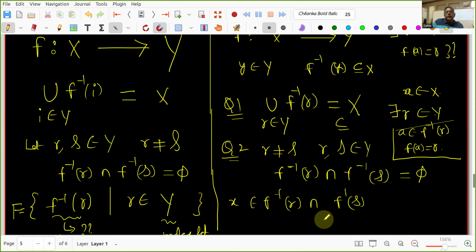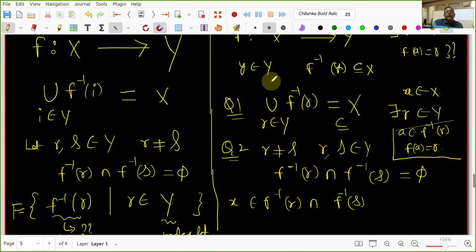Now anyone want to comment? Can you tick yes? Do not tell the answer now. This is easy actually. Okay, Sargun. Sir, it means that X belongs to F inverse R and X belongs to F inverse S.